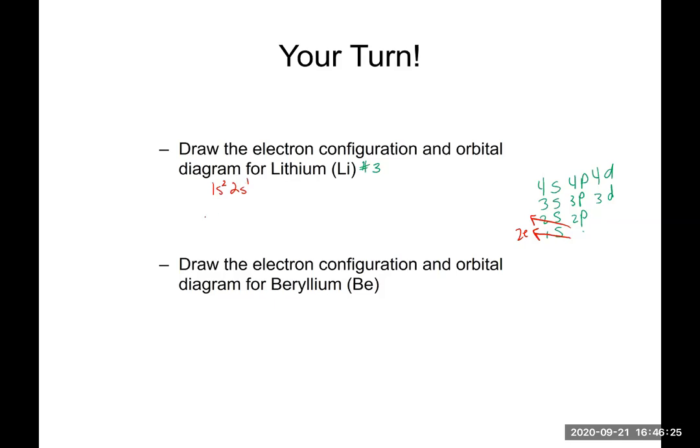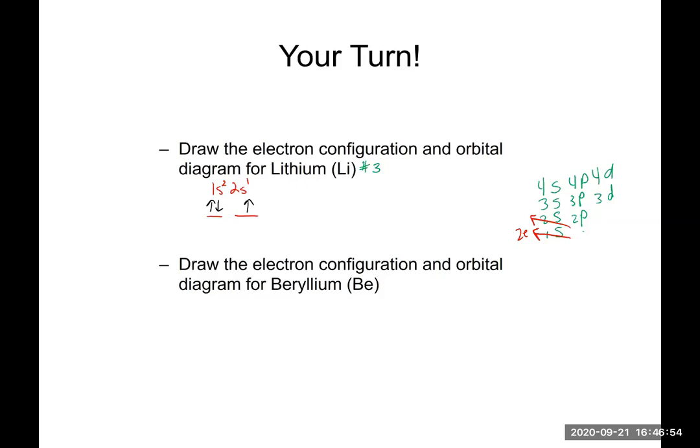We have 2 orbitals. We have the 1s, and we have the s orbital at the second energy level, n equals 2, or 2s. And then we have 2 electrons in the 1s, so we can draw that with an electron up and an electron down because they're in the same orbital. And then we have only 1 electron in the 2s orbital.